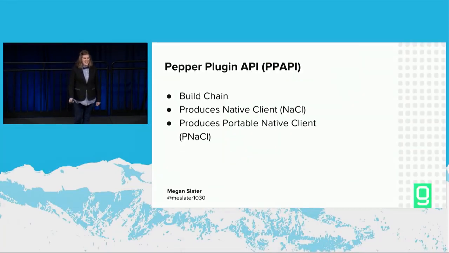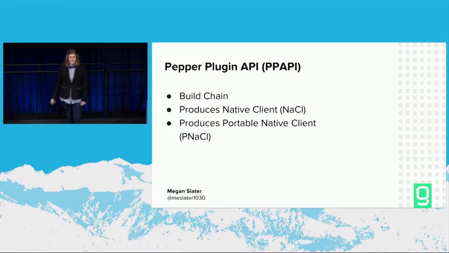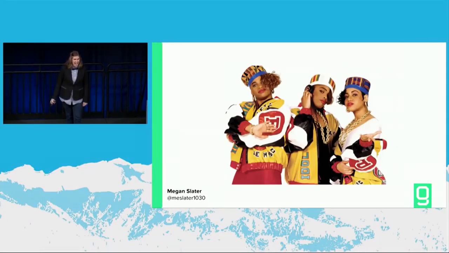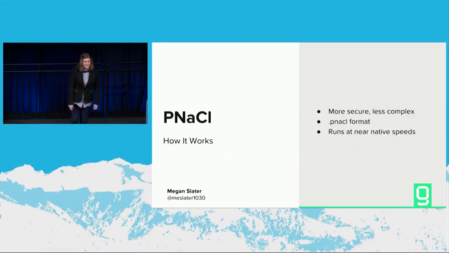But plugins didn't actually fully die with NP-API. In 2009, Google released the Pepper Plugin API, or PP-API. Pepper is a build chain that produces binary file types called native client and portable native client, or NACL and PNACL. Get it? Salt and pepper? Portable native client was meant to provide a more secure, less complex alternative to NP-API.